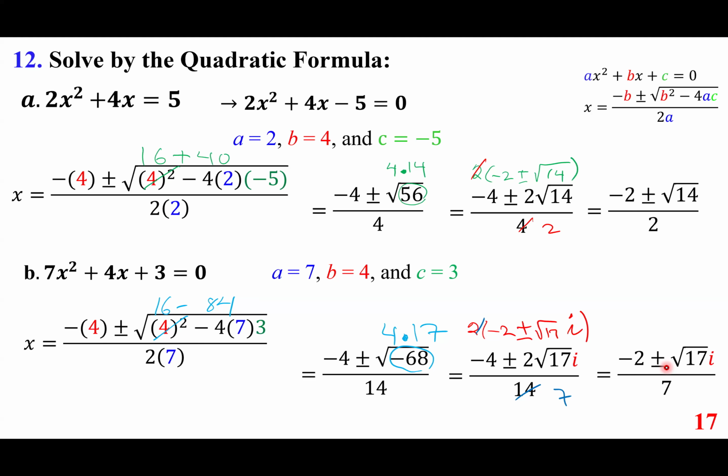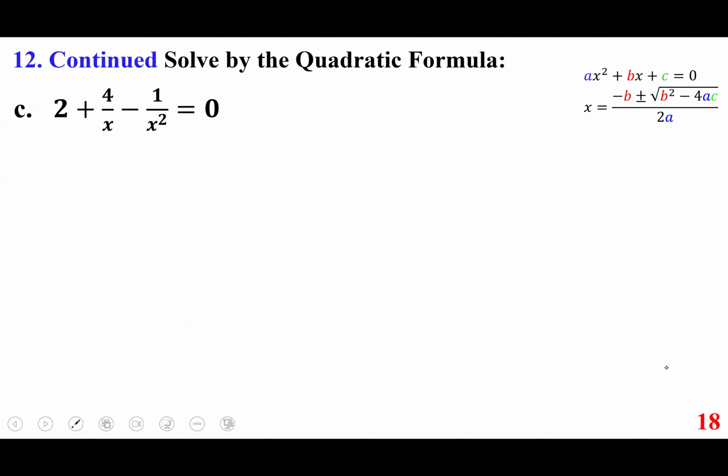So solve by the quadratic formula. I'm going to continue in this case, 2 plus 4 over x minus 1 over x squared. As you can see, it's a rational equation. There are different ways of solving them. One way is to multiply both sides by the LCD, and as you can see, the LCD is x squared. So we're going to multiply by that. Needless to say, x can't be 0 because we can't divide by 0.